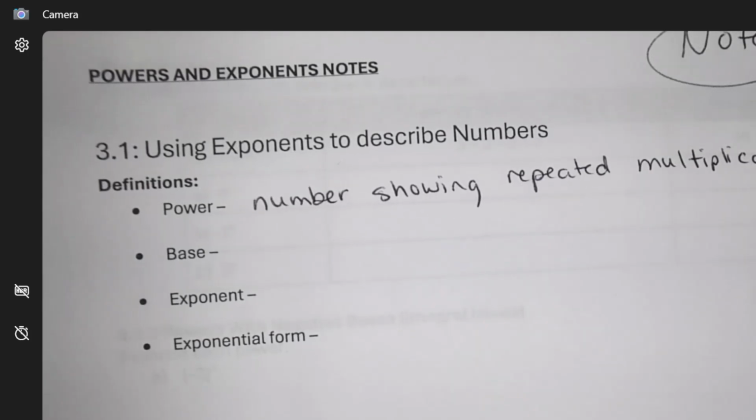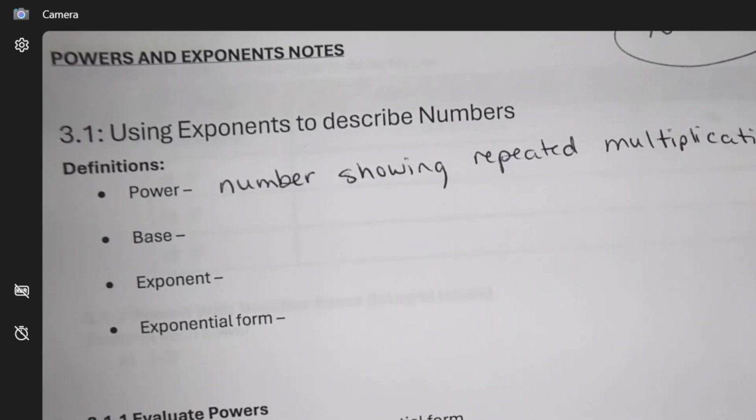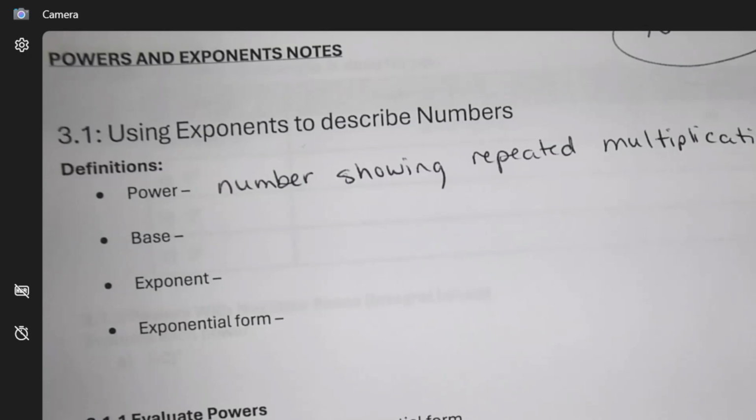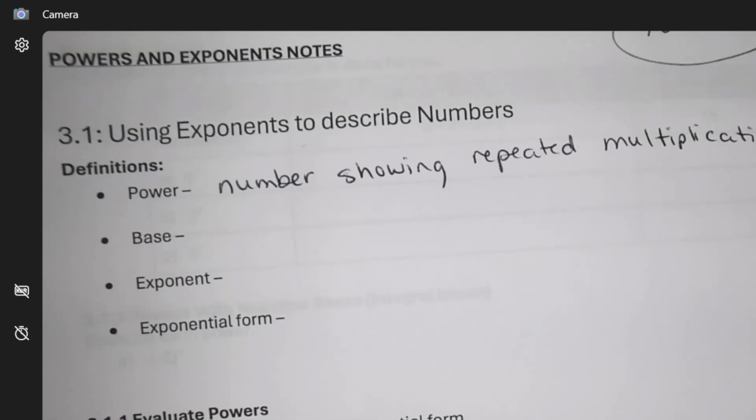So do you know what I'm talking about when I use those words? 5 squared, because that is showing us to repeat 5 times 5. That's what it's doing. It's repeating that multiplication of that number. Okay? Coco, are you good? You with us? Yeah.